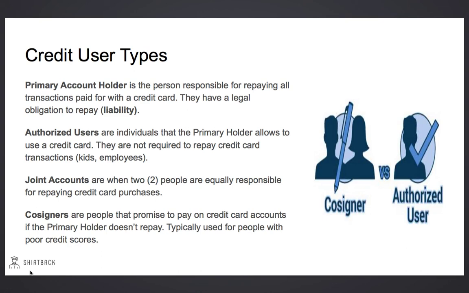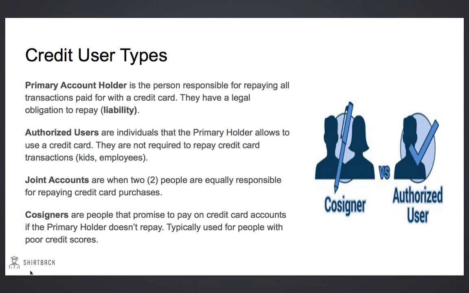Authorized users are people that the primary holder allows to use the credit card account. These are people that are not required to repay credit card transactions. These typically can be kids or employees. A joint account is when two people are equally responsible for repaying credit card purchases. You see these most often with spouses.